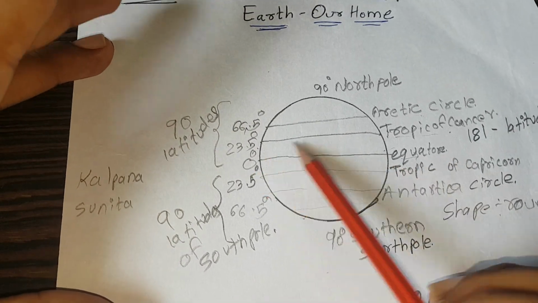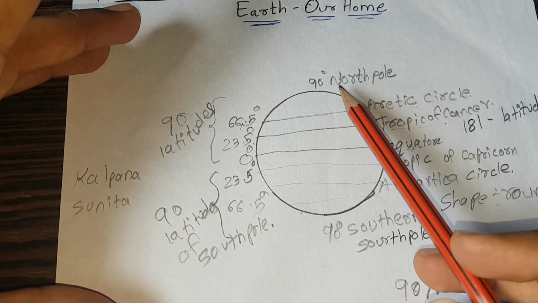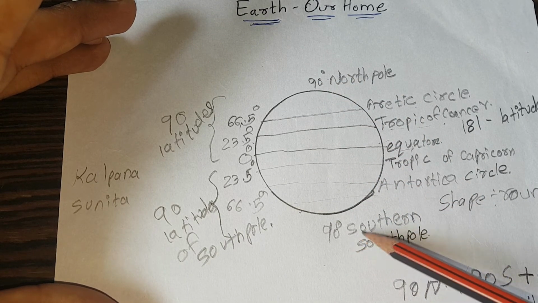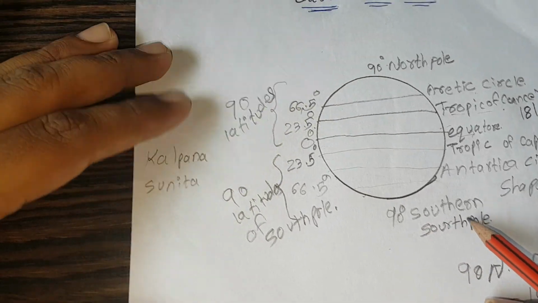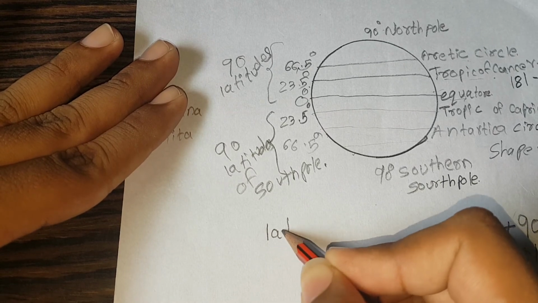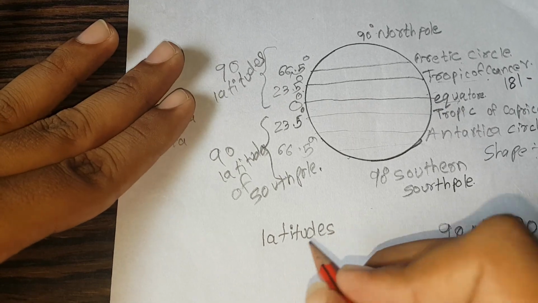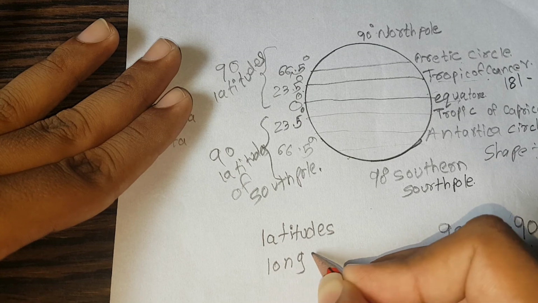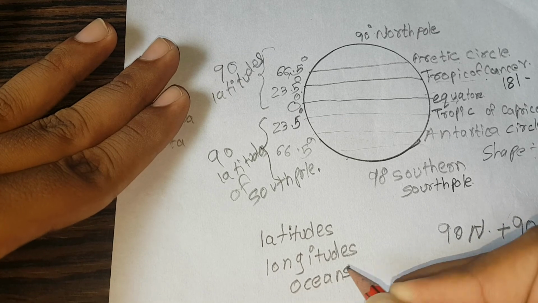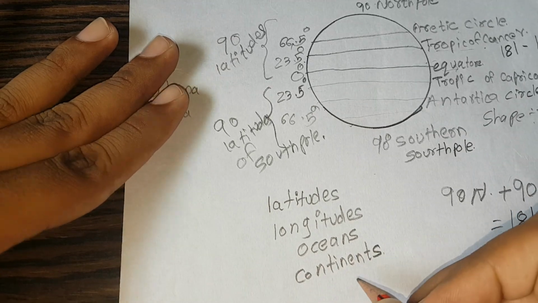Now, looking at this, we can know which is the South Pole and which is the North Pole. The upward is known as the North Pole, and the downward at 90 degree is the South Pole. In this chapter we are going to learn about latitudes, longitudes, oceans and continents. These are the topics we will learn.